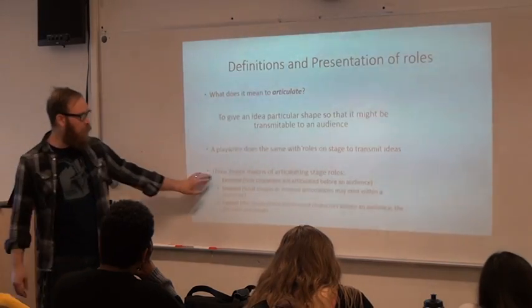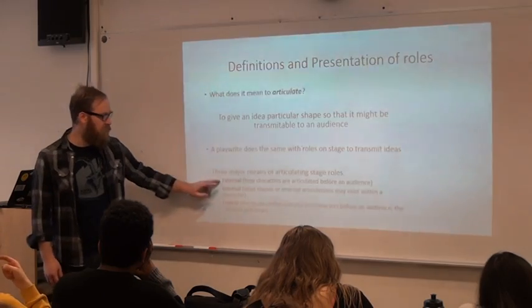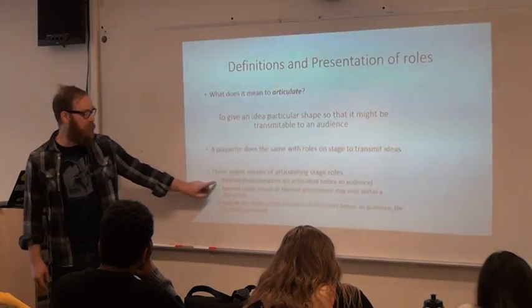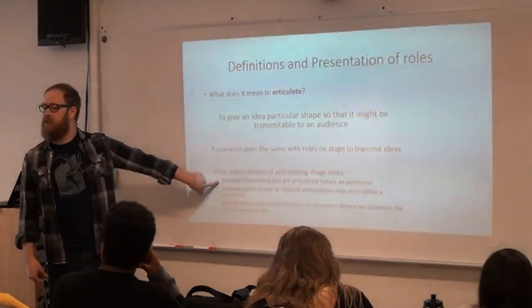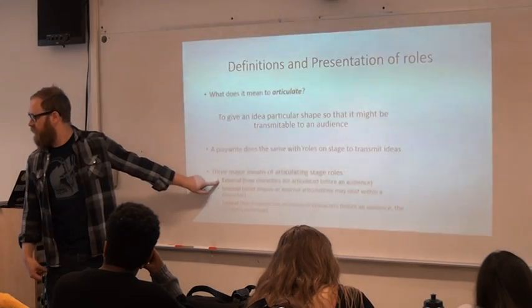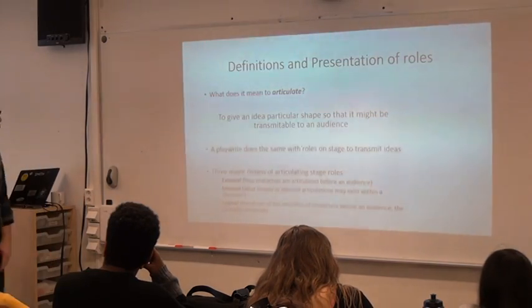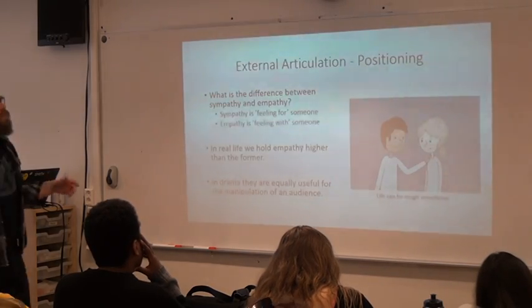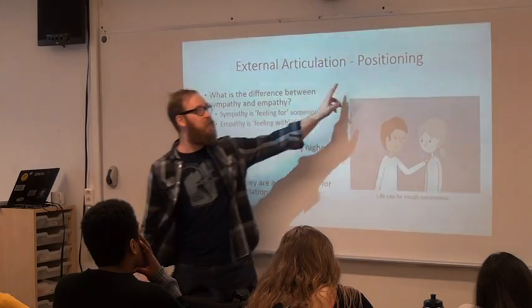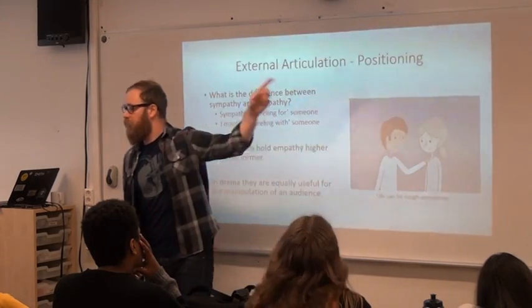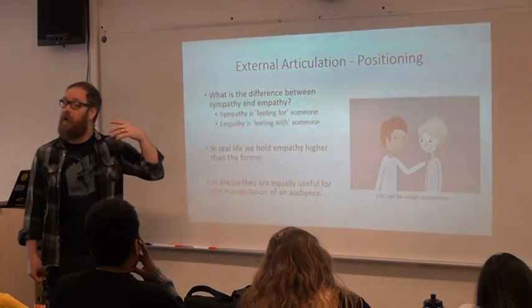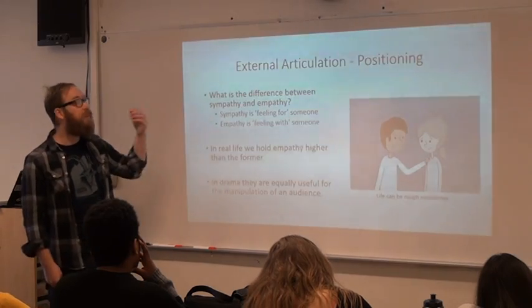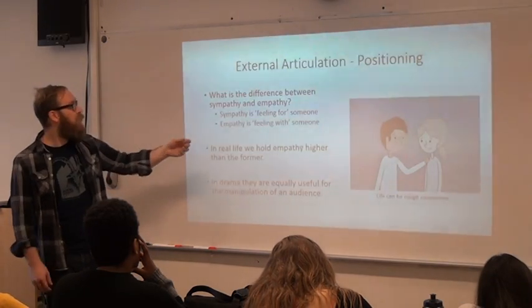There are three ways to articulate stage roles: external, internal, and logical. Today we're going to be talking about external ways in which a playwright can articulate a character. That's our focus today, external ways. So we're going to talk a little bit about something called positioning. This is a word that you can use on paper too. The way in which a playwright or author, whatever you want to call them, positions a role.